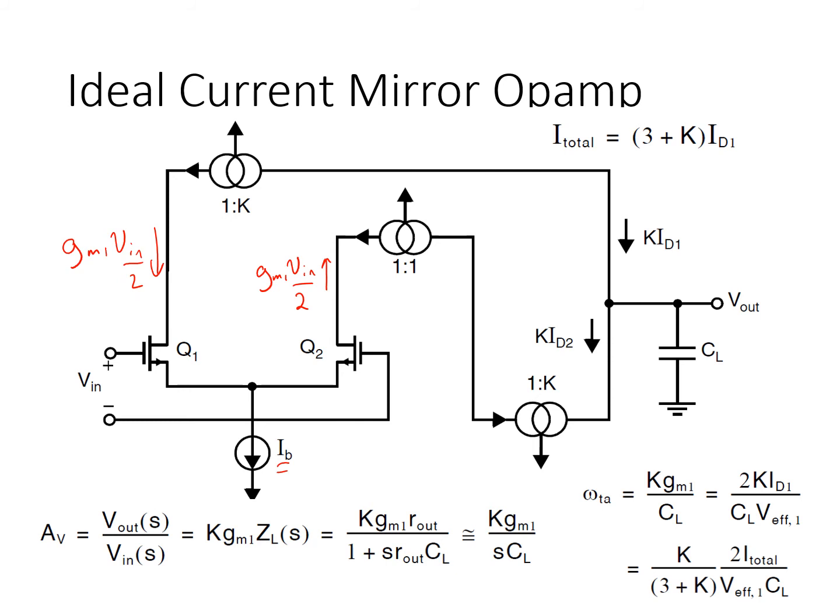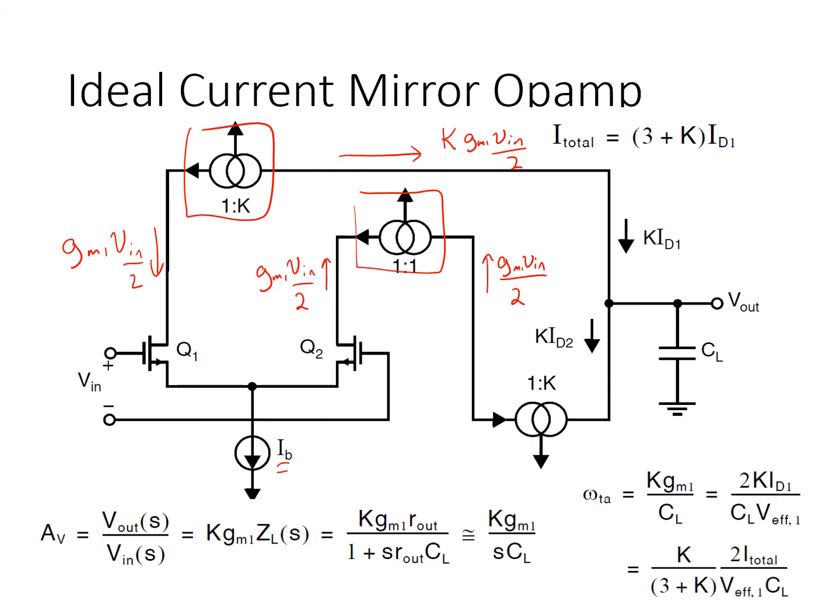Now, these small signal currents are inputs to the current mirrors here and here. So this small signal drain current from Q2 is mirrored over to here, gm1 Vin over 2, and the small signal drain current of Q1 is mirrored over here, but this one sees a gain of K. So over here we've got K gm1 Vin over 2.